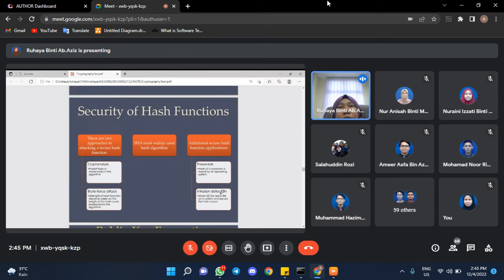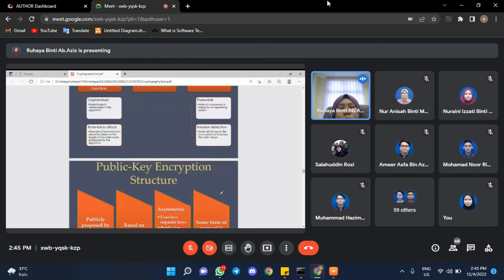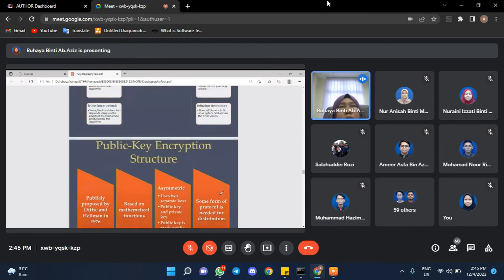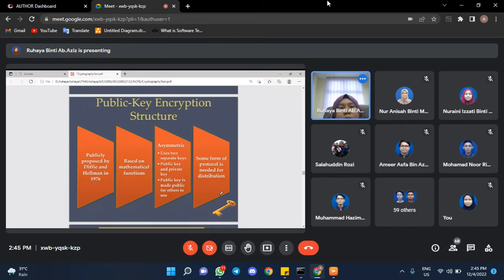other than symmetric and hash functions, we have what we call public key encryption structure or asymmetric. Asymmetric, we use two separate keys. It must have public key and private key. Public key was proposed by Diffie-Hellman in 1976. Used two separate keys, public key and private key. Public key is made public for others to use.